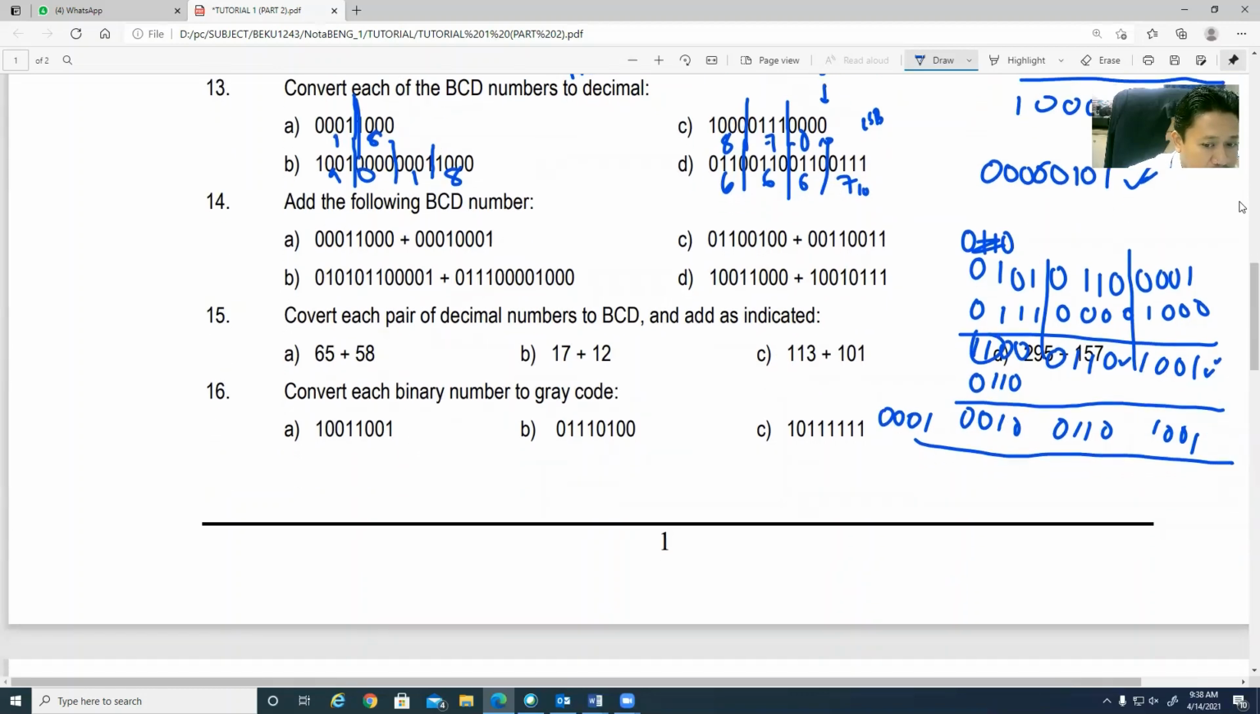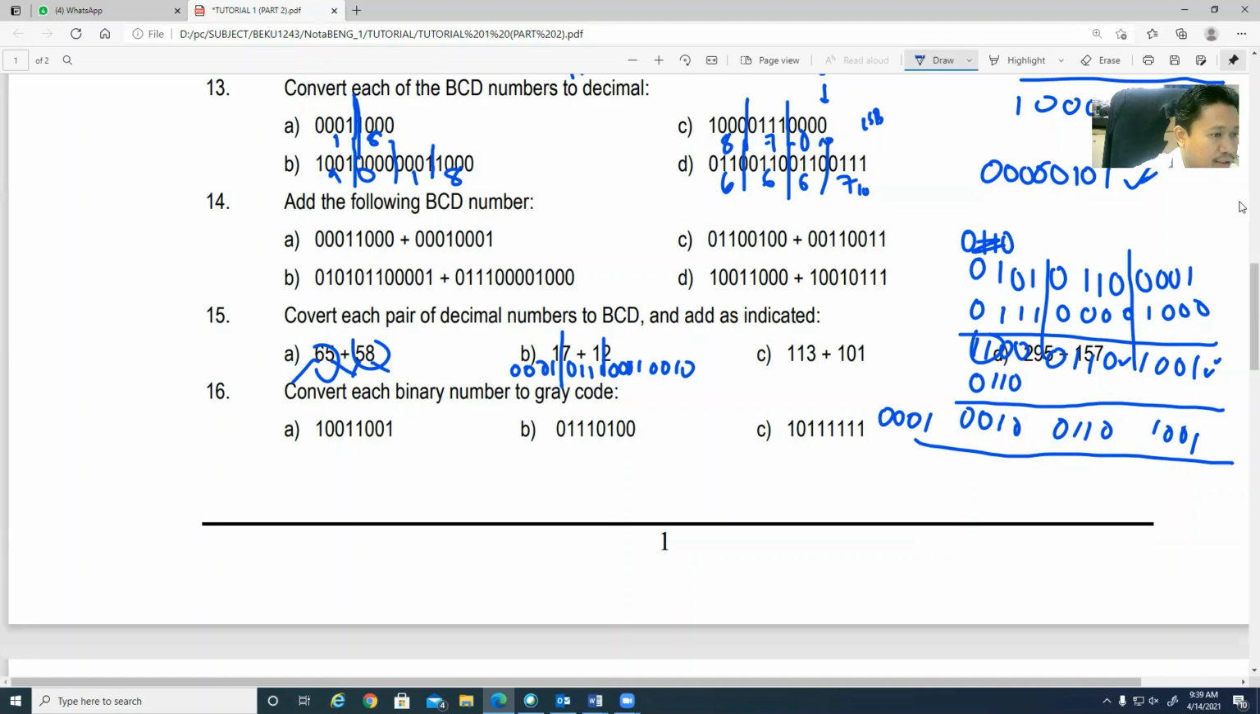Then question 15: convert each pair of the decimal numbers to BCD and add as the indicators indicate. First you have to convert the decimal into BCD, which means you split by 2. For example, this one is 0 1 1 1 and then 1 0 0 0. And 2 will be 0 1 0, and then 1 1 0 0 0, for example. Then just add both. So first convert into BCD, then you can add.